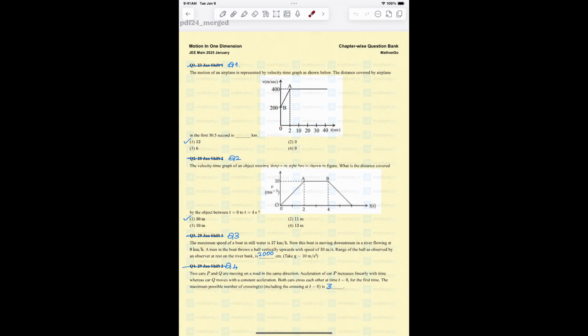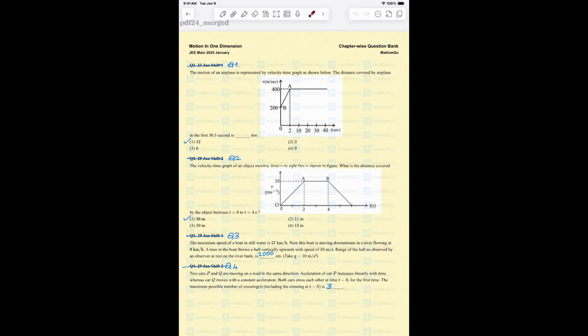Therefore, you should be careful. If the question asks for displacement, then you must take the positive area as positive and subtract the negative area. That means you should take the algebraic sum of the two areas: plus area, and then subtract minus area, in order to get the displacement. If it is distance only, then irrespective of whether it is positive or negative area, you have to take the modulus value and add them up. In this particular graph, luckily there are no negative areas, everything is positive.